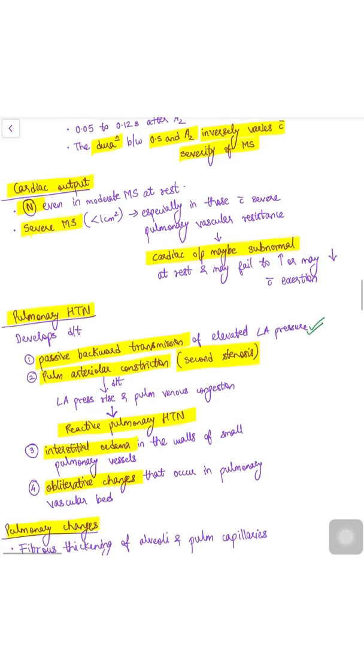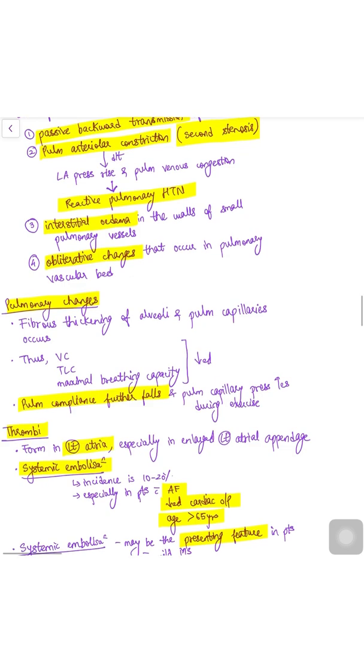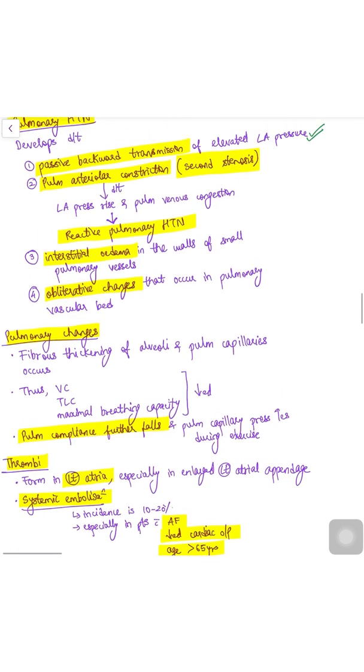Now, in a case of mitral stenosis, what are the pulmonary changes that take place? There is a fibrous thickening of the alveoli and the pulmonary capillaries which occurs, because of which the vital capacity, the total lung capacity, the maximum breathing capacity, everything decreases. The pulmonary compliance falls. The pulmonary capillary pressure increases during exercise. Basically meaning all your vital capacities go down and your pulmonary vascular resistance has increased.